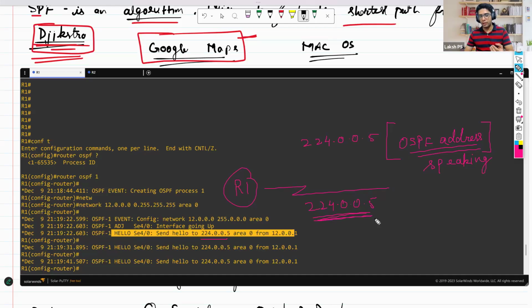You may ask this question: does every routing protocol have different multicast addresses? Yes, every routing protocol has different multicast addresses, and OSPF's multicast address is 224.0.0.5.